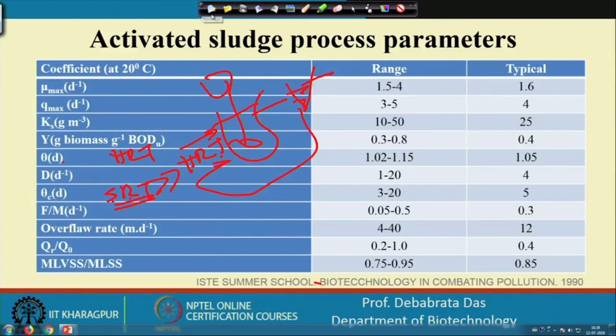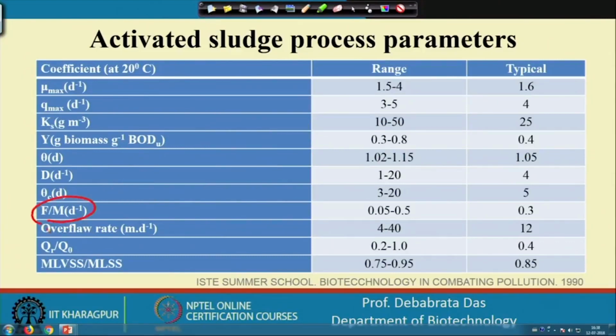Now, another important thing is the food and microorganism ratio, which plays a very important role. It is the ratio of how much biodegradable organic matter is to be converted per unit cell mass concentration. This is the recycling ratio, and the MLVSS ratio also plays a very important role. These are the different parameters that are essential for the operation of the activated sludge process.